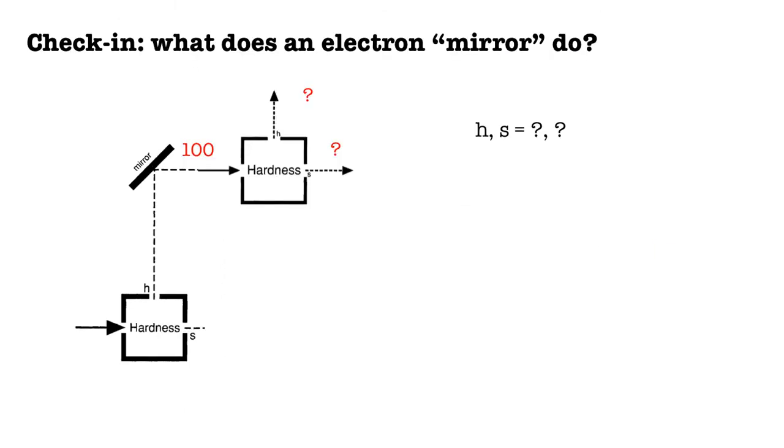All right, so I just want to do a quick check-in for us. What does an electron mirror do? In other words, if we shoot electrons into this hardness box and 100 of them exit the H port, reflect off this mirror, and we put them into another hardness box, what are we going to expect to see? Would they all come out H? Would they all come out S? Would some come out of H and some come out of S? Okay, so pause and figure out an answer to this and justify your answer.